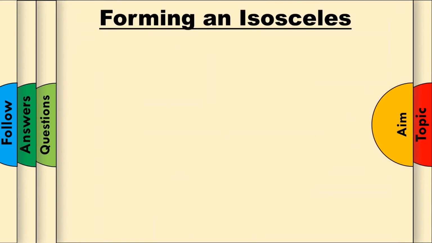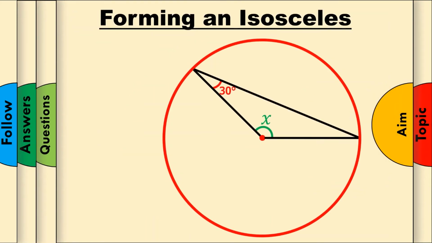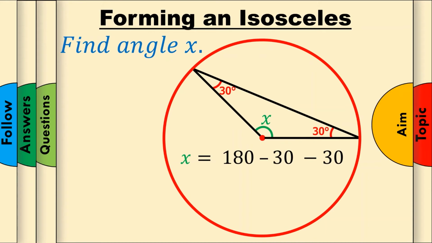Here we have a circle. Find angle x. Let's solve this logically. Since the triangle is formed from two radii, the other base angle is 30 degrees. We know that angles in a triangle add to 180 degrees, so x equals 180 minus 30 minus 30, so x is 120 degrees.